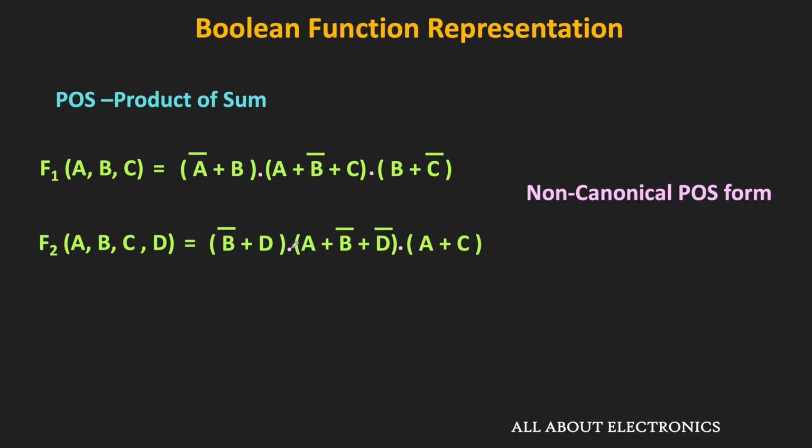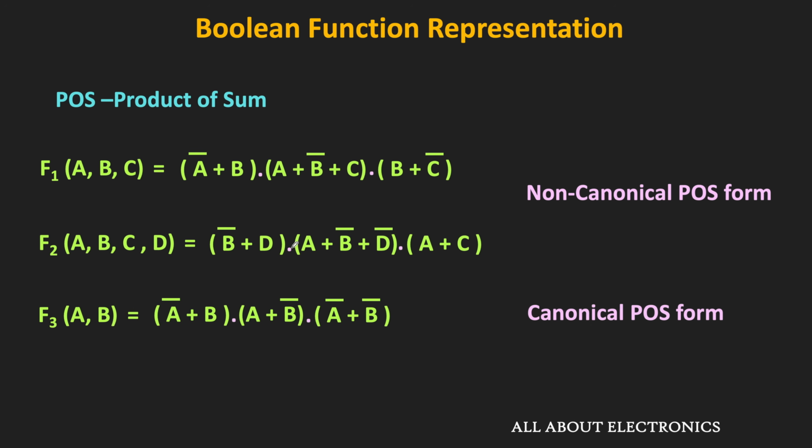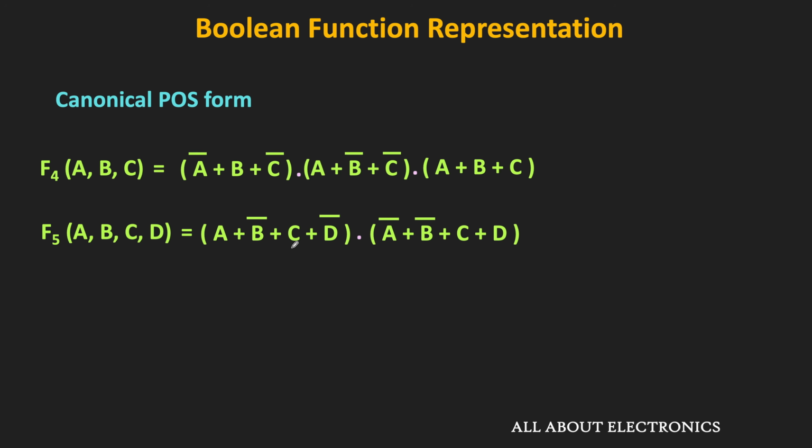On the other hand, in the canonical POS form of expression, each sum term contains all the variables of the function. So if you see this function f3, then it is in the canonical POS form, because here each sum term contains all the variables of the function. So these variables could be in the true form or in the complemented form. So similarly, if you see these functions f4 and f5, then they are also in the canonical POS form.